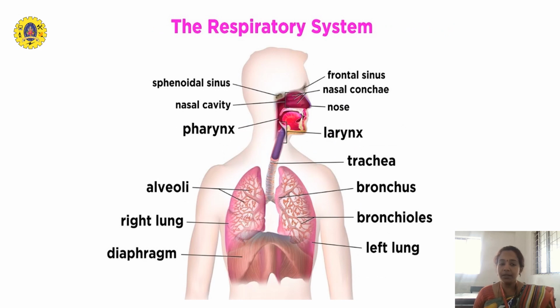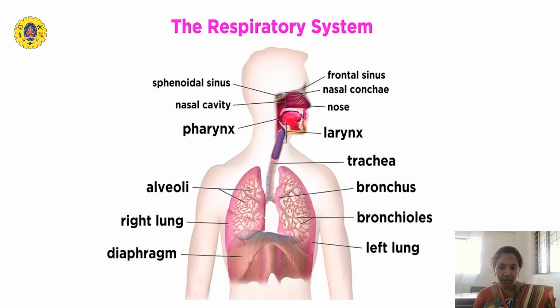So the next topic is the respiratory system. Respiration is the process of inhaling as well as exhaling. Human beings inhale oxygen and exhale carbon dioxide. We can inhale through the nose and we can inhale through the mouth also.